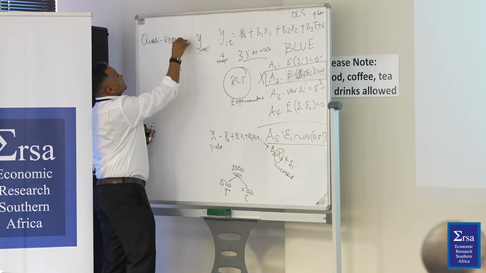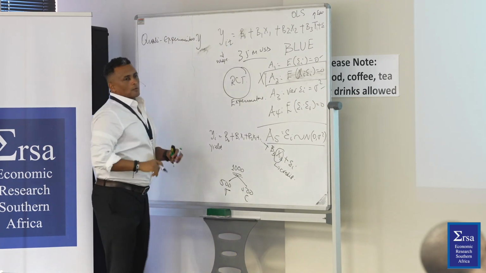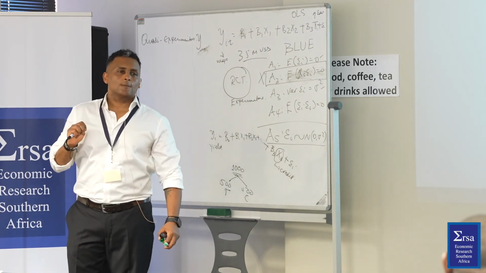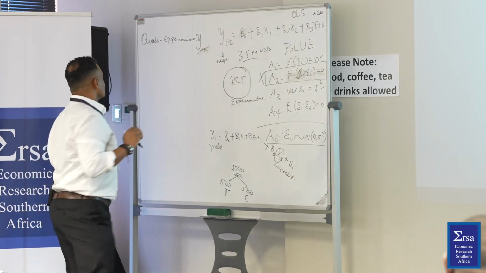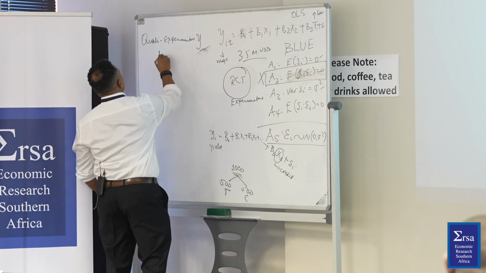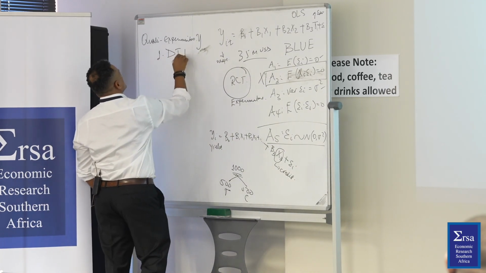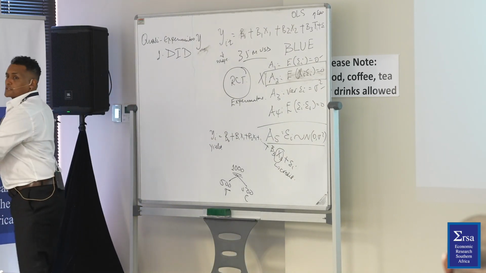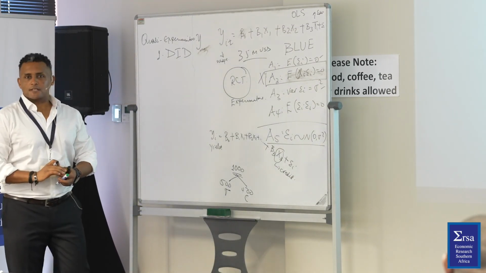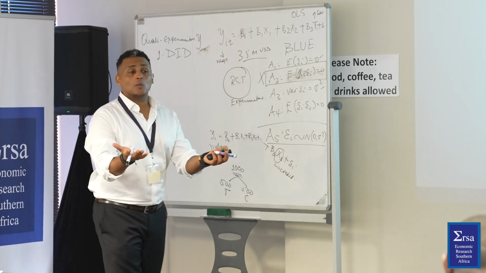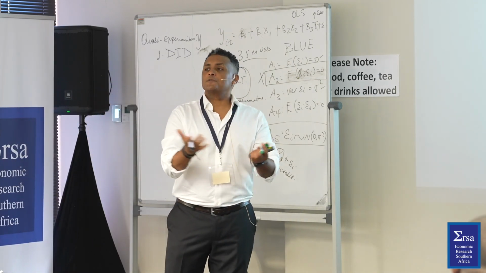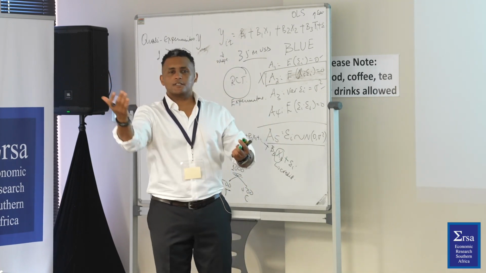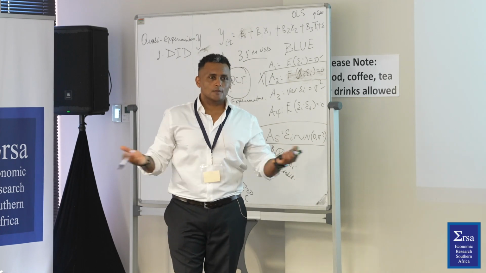quasi-experimental. Under quasi-experimental, we have three solid estimators. The first one is what we call DID, difference in differences. Difference in differences happens when you have observational data of two rounds: baseline data and then post-intervention data.